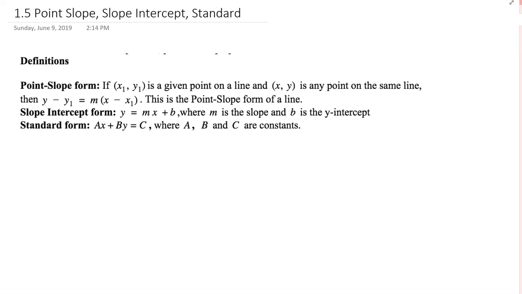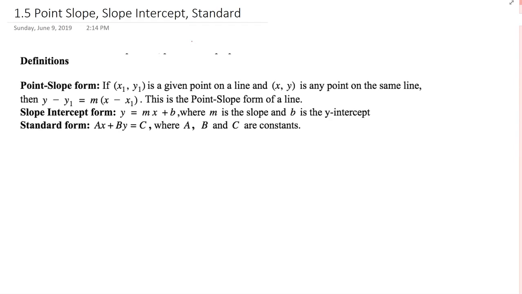Today we will discuss equations of lines: point-slope form, slope-intercept form, and standard form. We'll also talk about perpendicular and parallel lines, particularly with respect to slopes. Let's look at some definitions briefly.